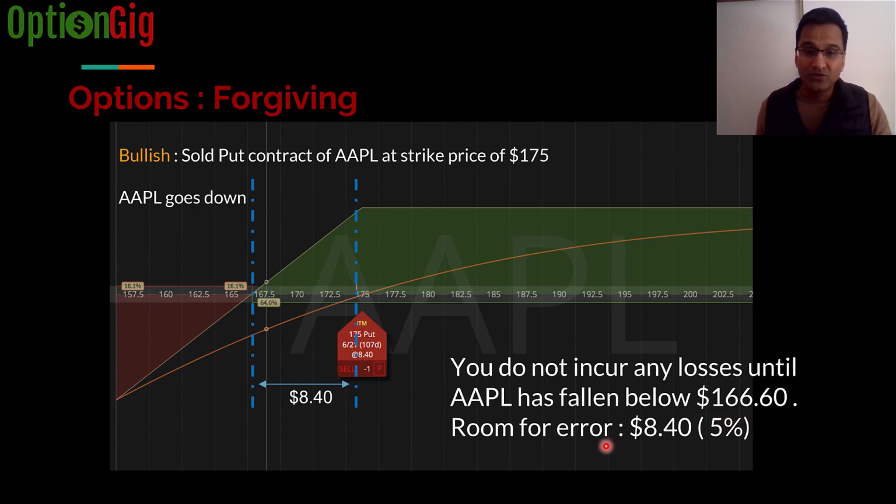So you could be wrong in your analysis of the stock. Even if the stock falls by 5%, still your portfolio is not impacted. That's the beauty. You don't have to be right always. You could still be wrong while trading options and still make money. That's not the case when you're trading just stocks.